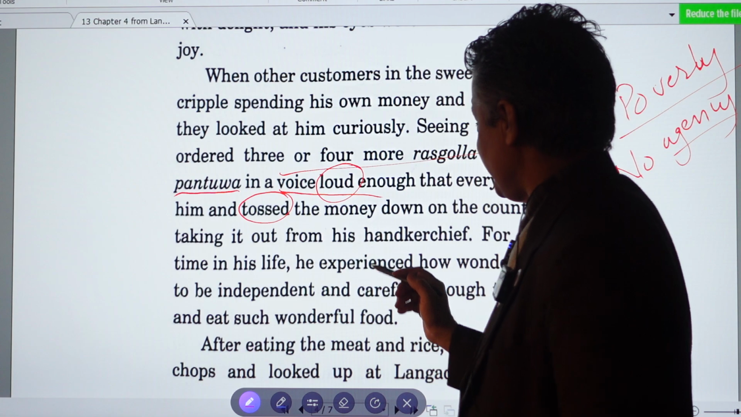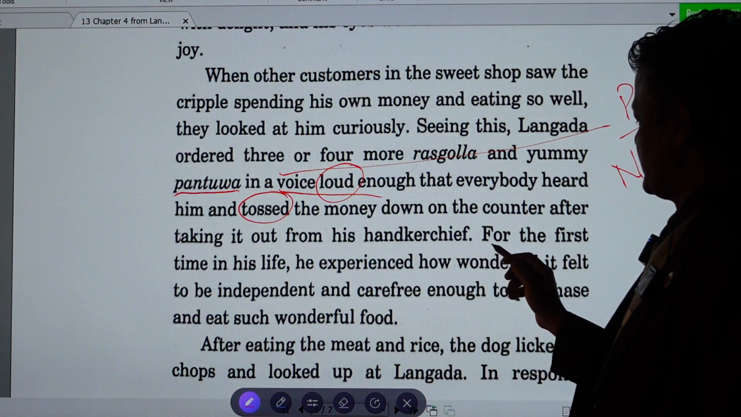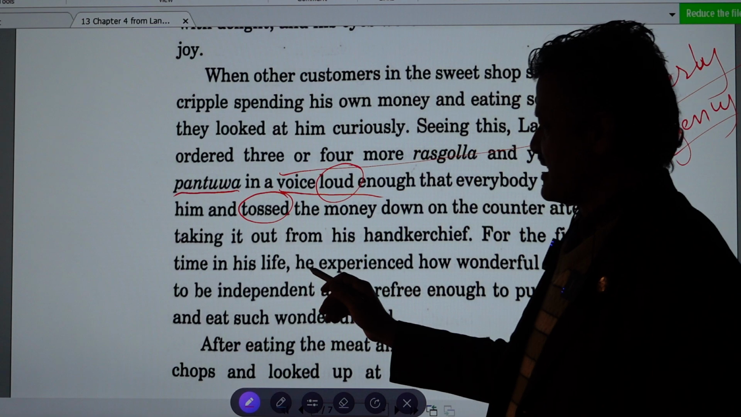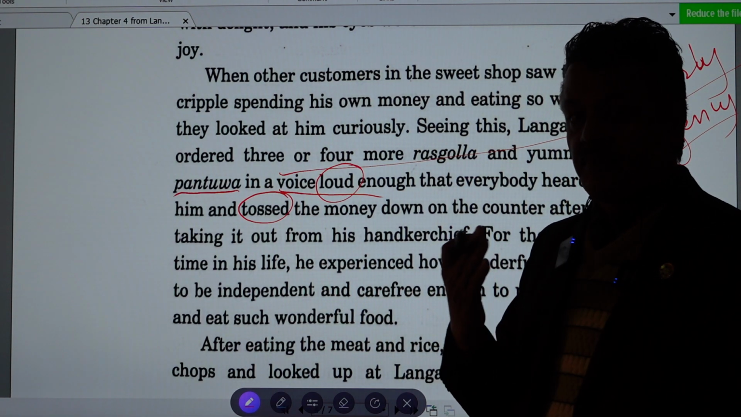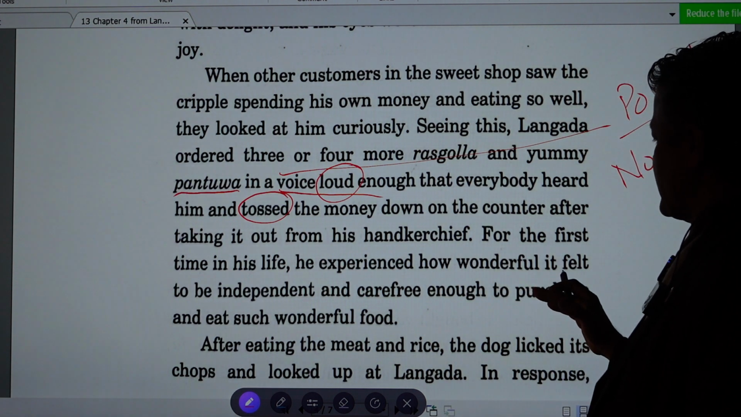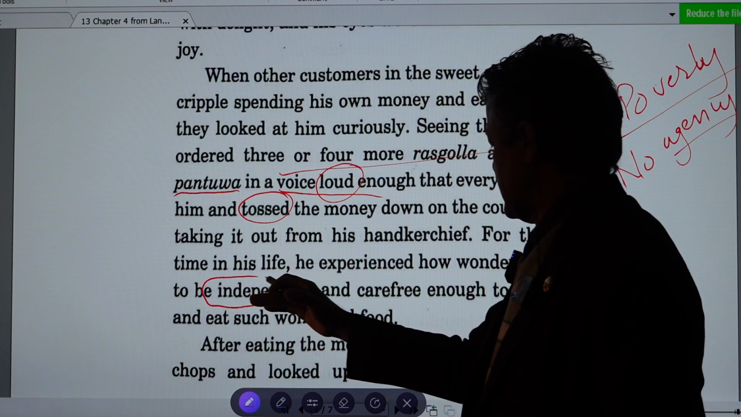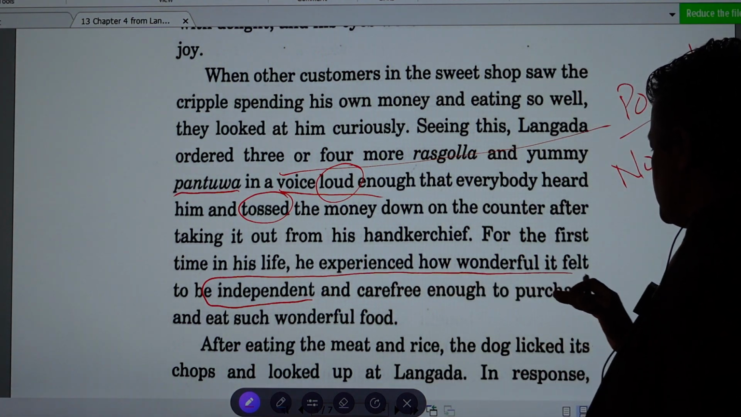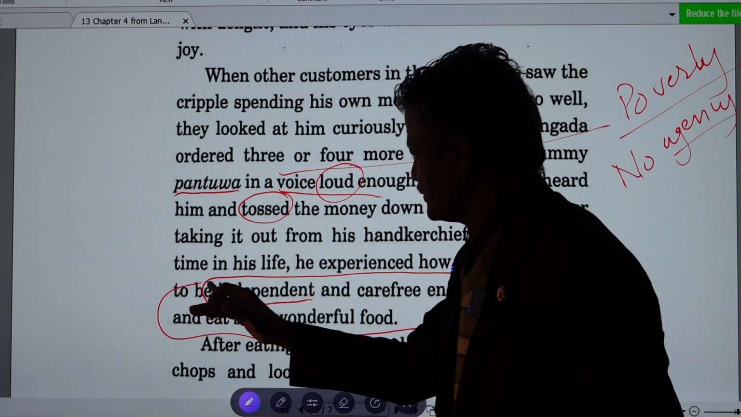Toss the money down on the counter, after taking it out from his hanky, for the first time in his life. In his life. He was maybe in his 50s. He experienced how wonderful it felt to be independent and carefree enough to purchase and eat such wonderful food.